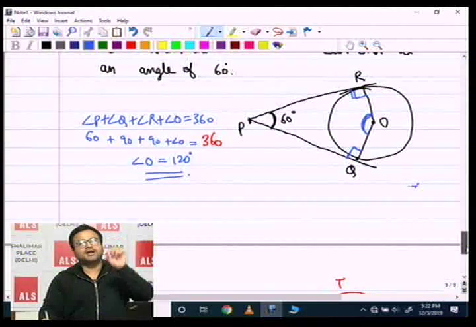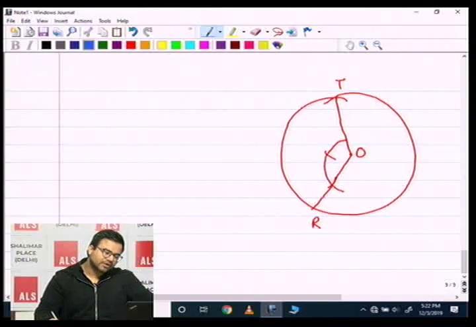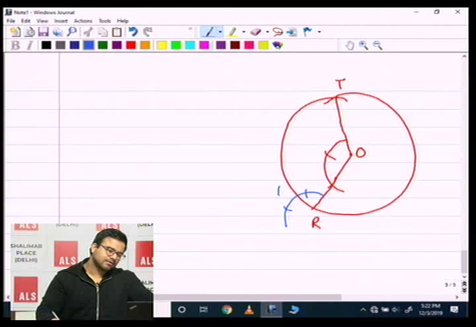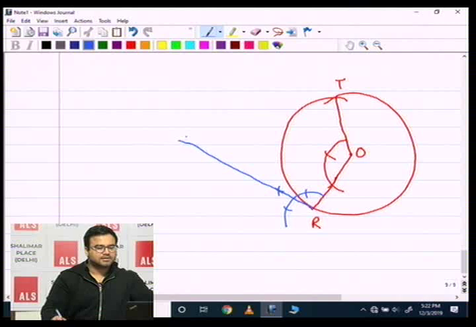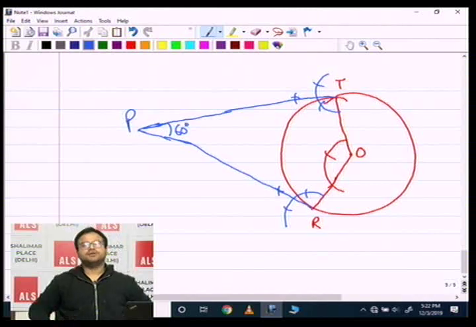And after this, on points R and Q, those two points at the end of the radius, we have to draw 90 degrees. So you can draw 90 degrees over here. And all of you know how to draw 90 degrees. So draw 90 degrees like this, and similarly 90 degrees over here also. When you draw these 90 degrees, they will intersect at some point. This point will be P and this angle would be 60 degrees.